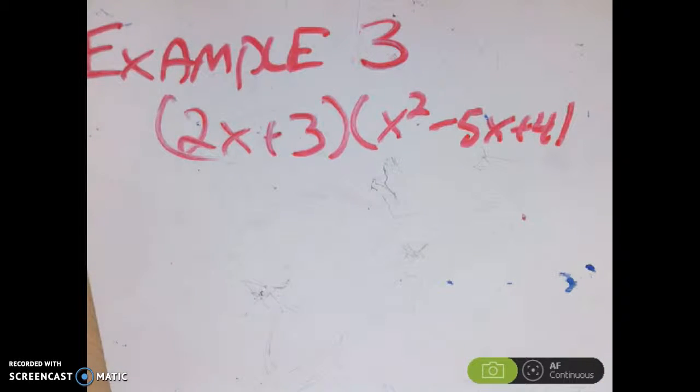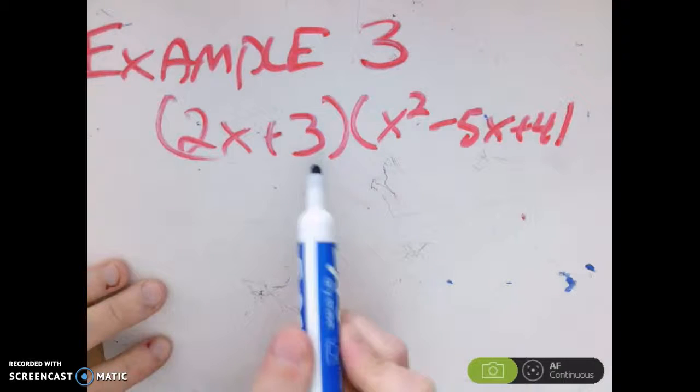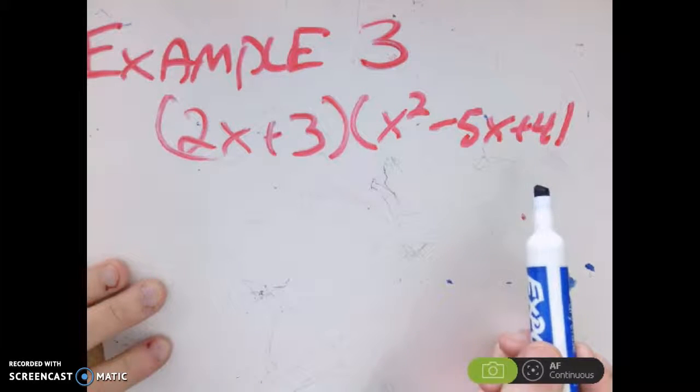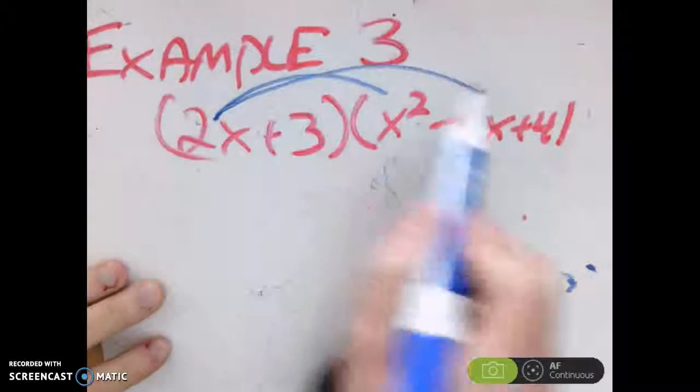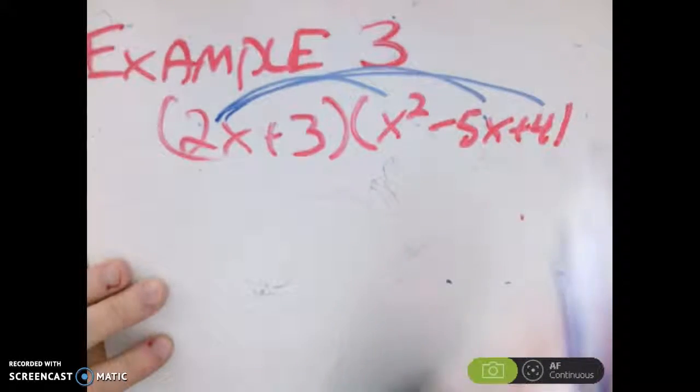Okay, now on to example 3. This is also something that we've done before. It's multiplying polynomials. So you just take each term in the first polynomial and multiply it with each term in the second polynomial. So we'll take 2x and distribute it to the x squared, we'll distribute it to the 5x, and we'll distribute it to the 4.